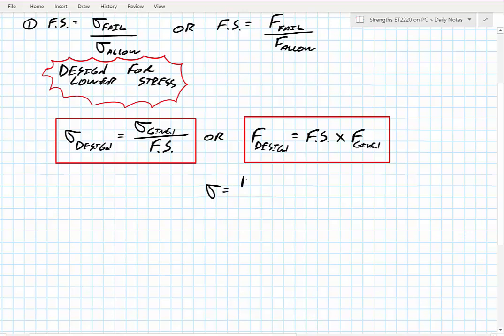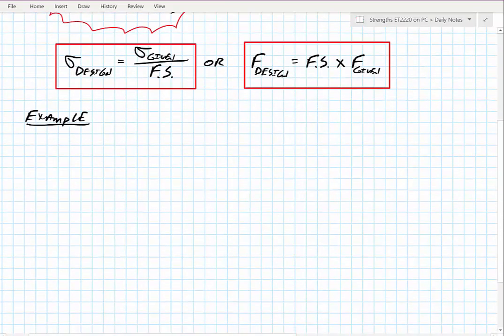If we just have our equation from last time, sigma is equal to P over A. If I wanted to put this safety factor in, I'm going to put the 2 somewhere. It's either dividing this by 2, or I can multiply both sides by 2. And you can kind of see how that would fit. So let's go ahead and look at a brief example of using safety factor.